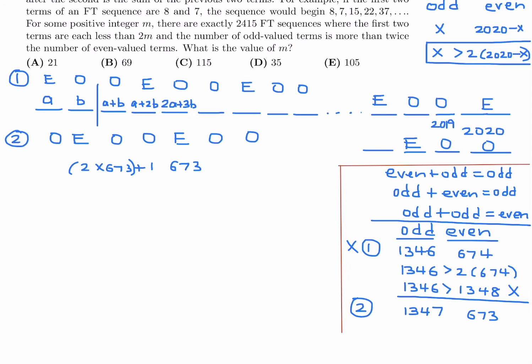Okay, so now we have to see if this inequality holds true. Is x greater than 2 times 220 minus x? Okay, so that means 1347. Is it greater than 2 times 673? That means 1347 would have to be greater than 1346. And the answer is yes. Great. So I will accept that as a possible way of doing this.